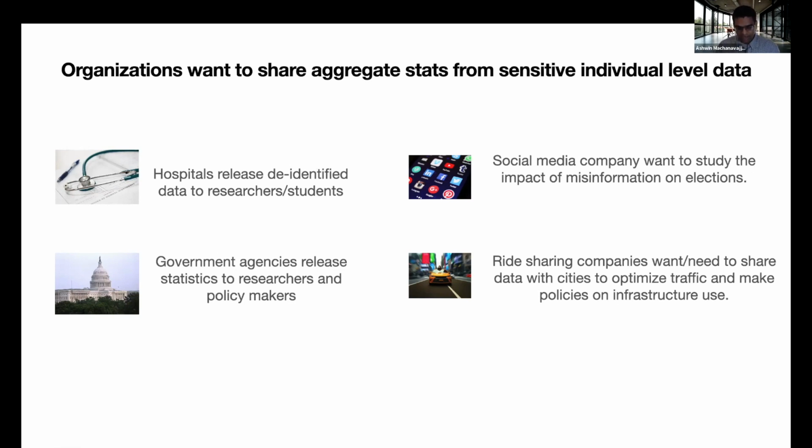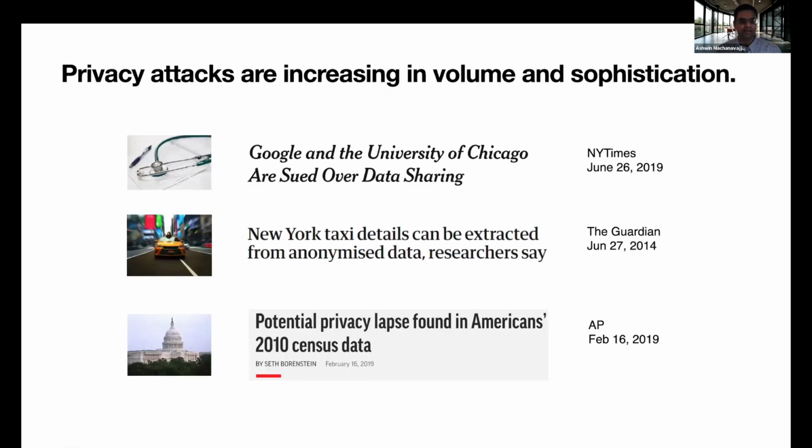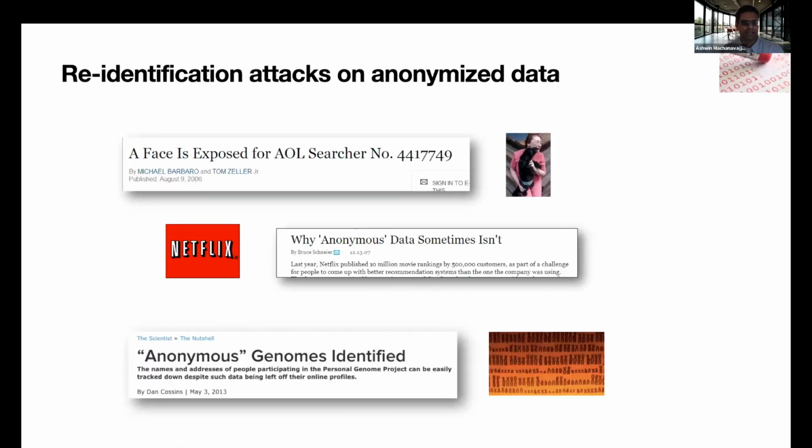But then, of course, we know that there have been a whole line of attacks that are increasing in volume and sophistication, even if you're releasing only aggregate statistics or machine learning models, right? And you've seen some of these. One of the reasons I got into privacy was in 2006, when AOL released search logs, and there was a big privacy breach, right? And there's been a stream of those things which show that you cannot just anonymize data. You can't just remove identifiers. There's always something that will allow you to learn about an individual, right? But it's much beyond that.